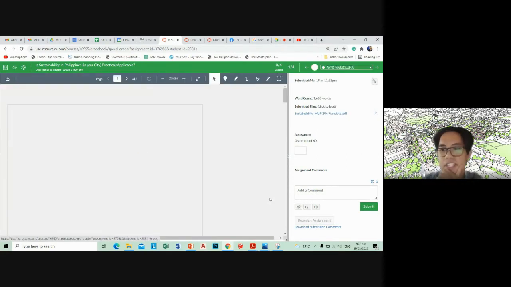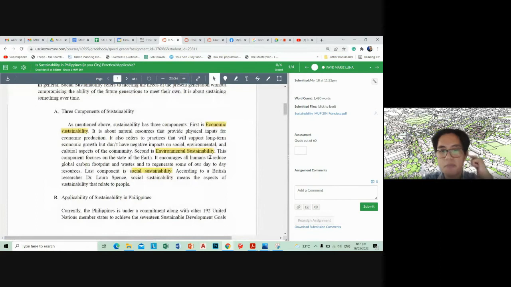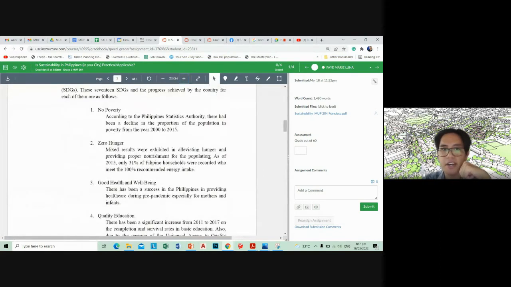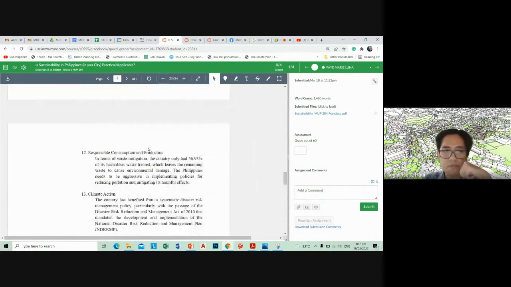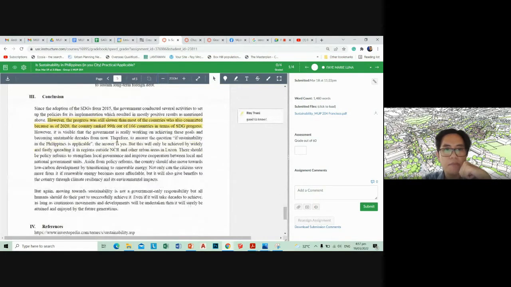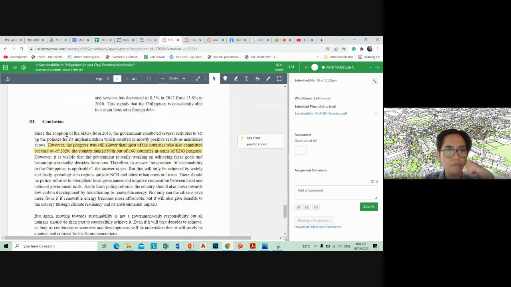And then in Faye's submission here, on whether sustainability is applicable in the Philippines, she highlights three components of sustainability, basically echoing my components of urban planning, and then talking about the SDGs. Based on her observations, the progress in the Philippines is still slower than most countries. As of 2020, the Philippines ranked 99th out of 166 countries in terms of SDG progress.